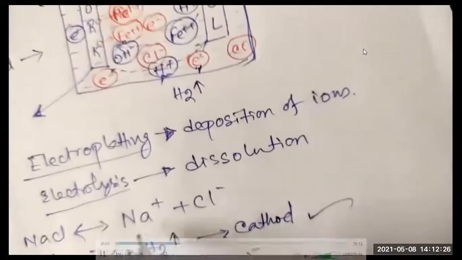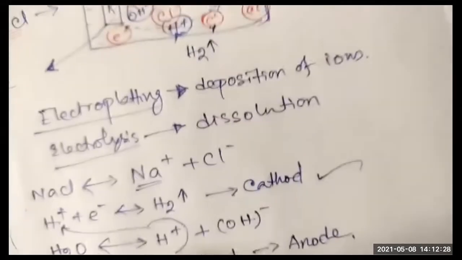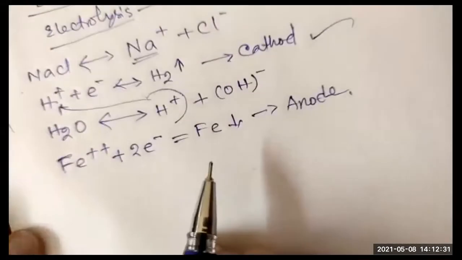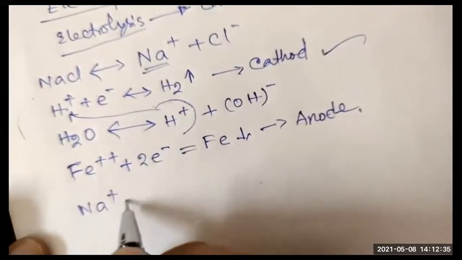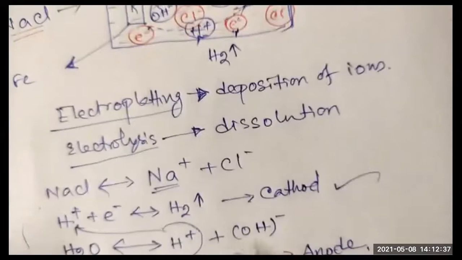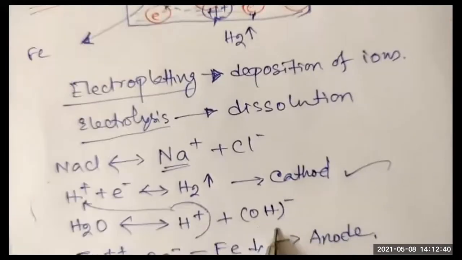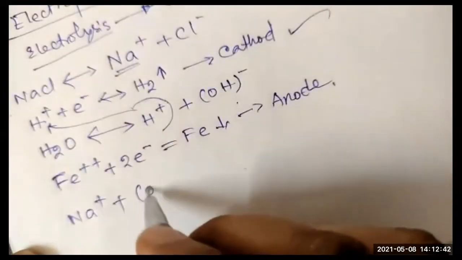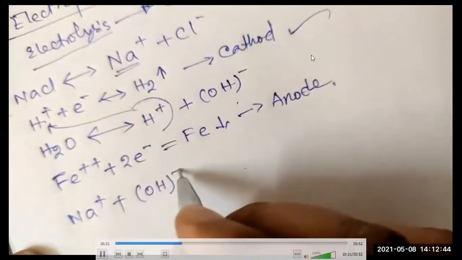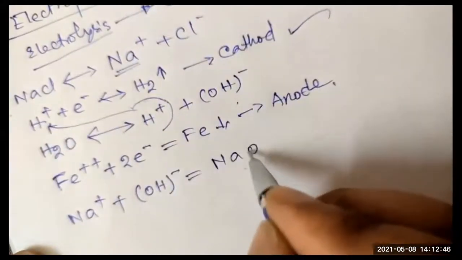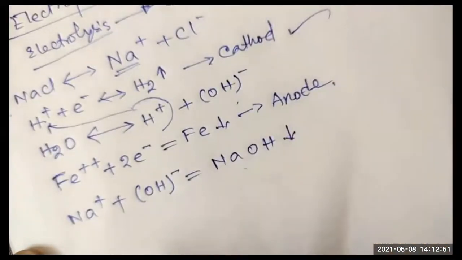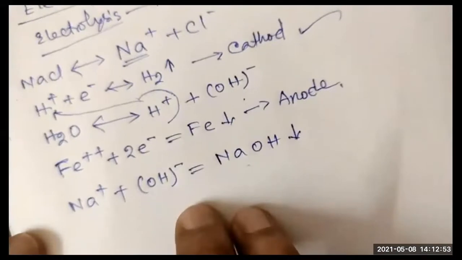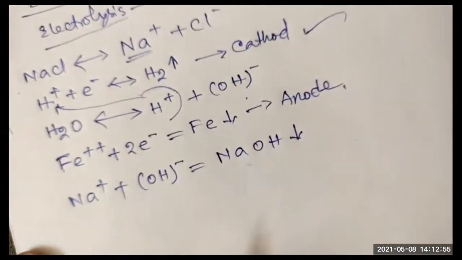Now next is what? We are having this Na plus ion also. Okay, this Na plus also we will have. So what reaction will it make? So Na plus, and here we will have OH minus ion from the water. So with OH minus ion, it will make NaOH. So that also will get deposited at the bottom of the tank. Okay.